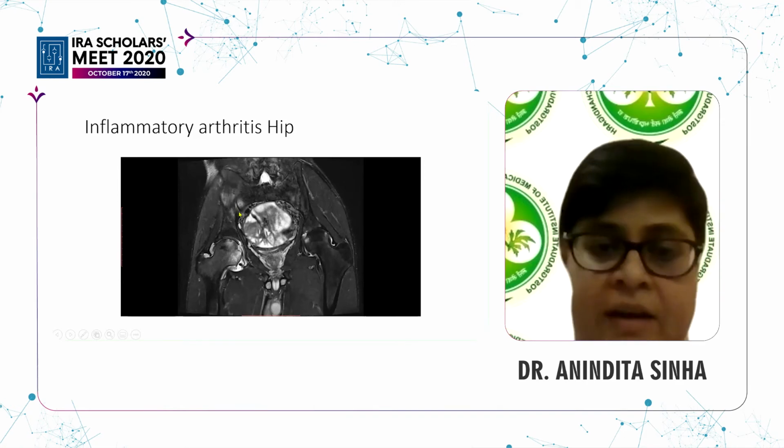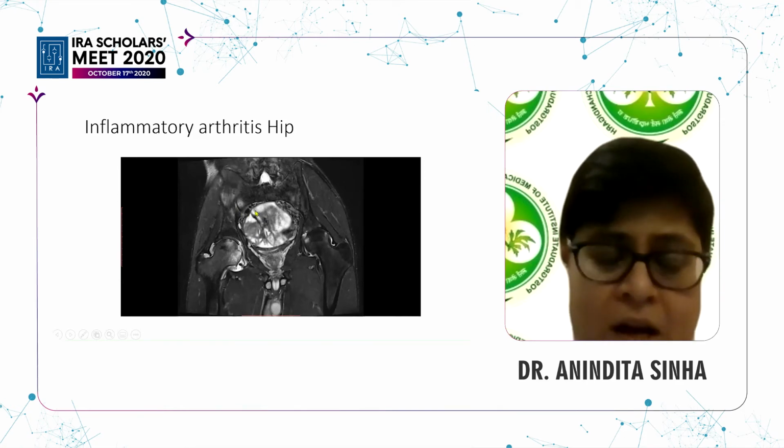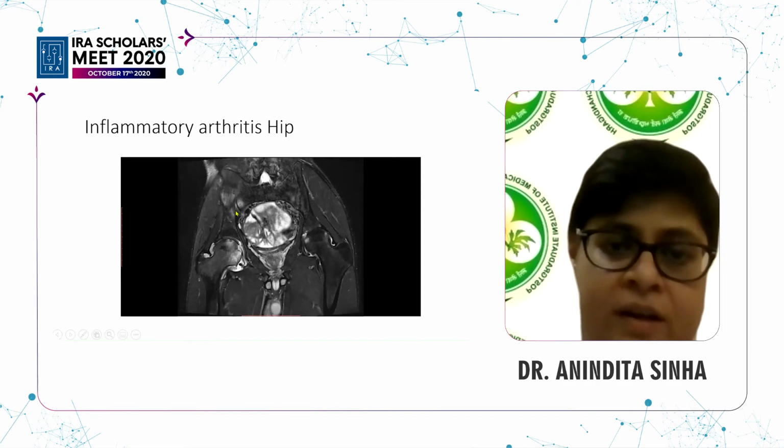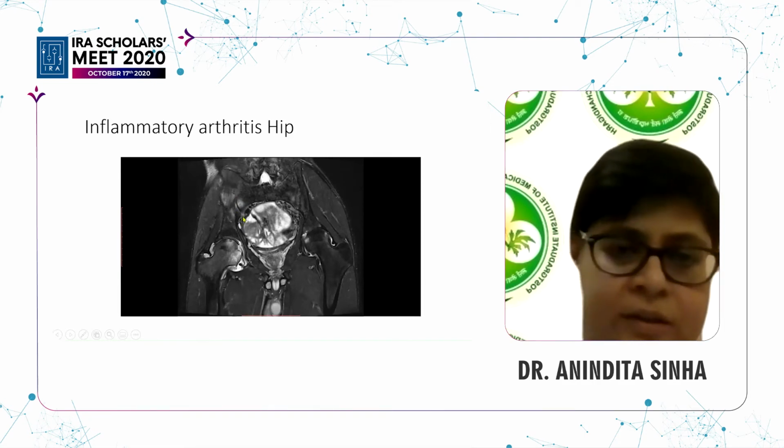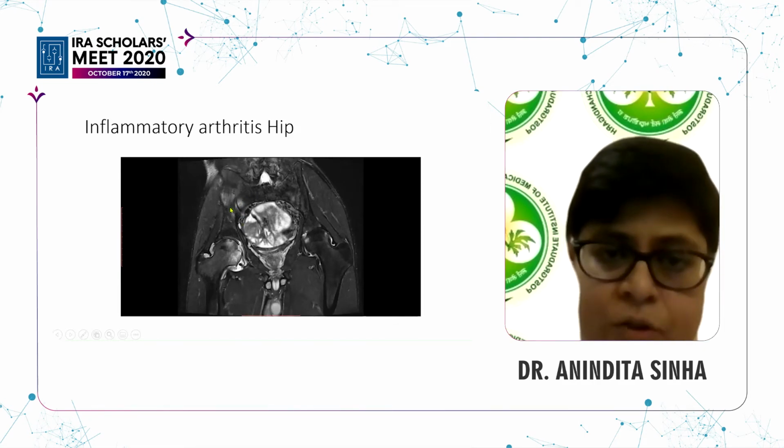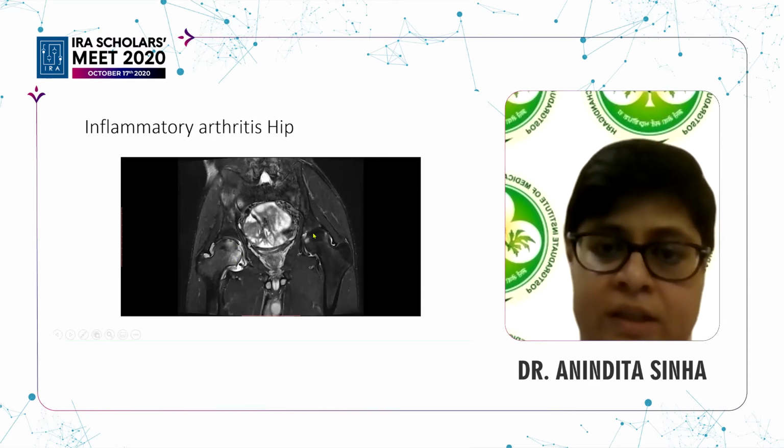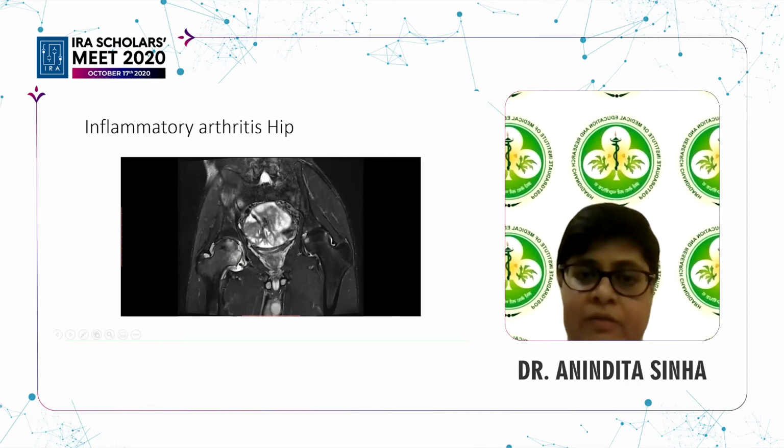I think I have overshot my time, but I will just stop here. This is just to show that there is inflammation with osteitis as well as erosions, uniformly but asymmetrically involving the right hip joint, and there is also bone marrow edema. So just a few words.